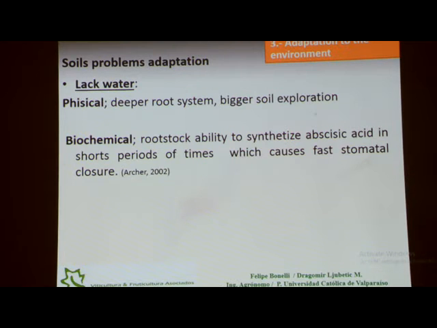And we have irrigated 30% less on Richter than on other rootstocks or own roots.